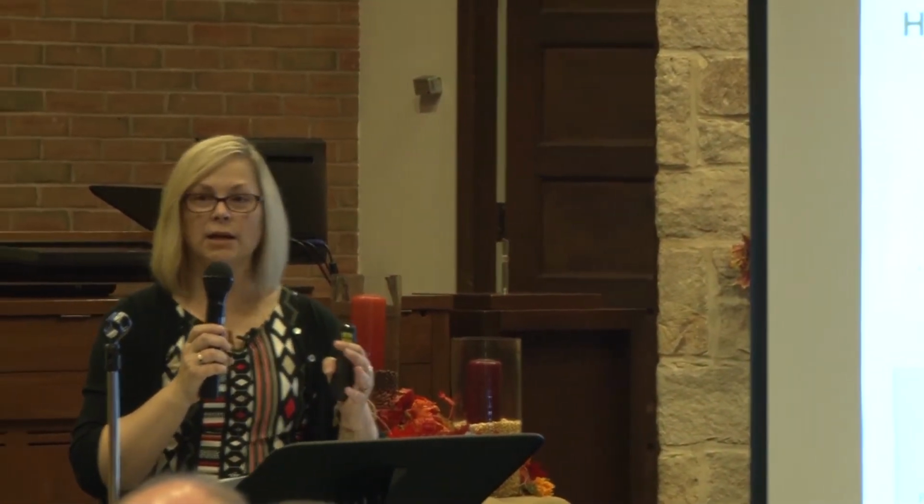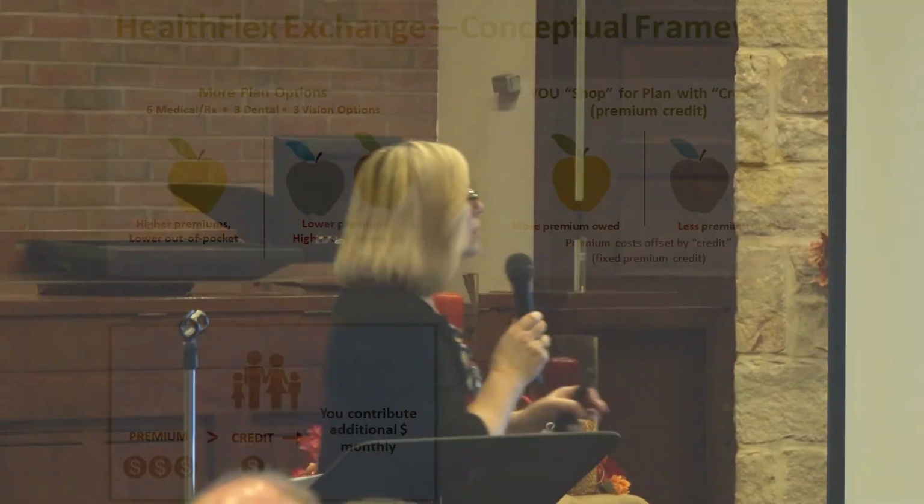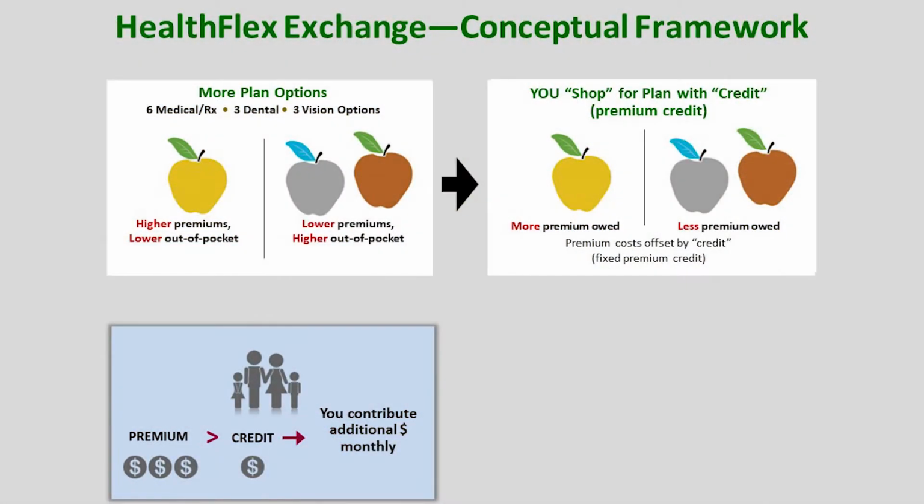So HealthFlex Exchange, let me orient you to the images that you will see in your brochures, in both symbols and colors. You will notice in your brochures that each medical plan is denoted by an apple. So there's 6 medical plans. We'll talk about each one of those, but the apple is the symbol for the medical plan. And then the leaf on the apple, which is a colored leaf based on the plan, tells you if there is a health savings account that comes with the plan.